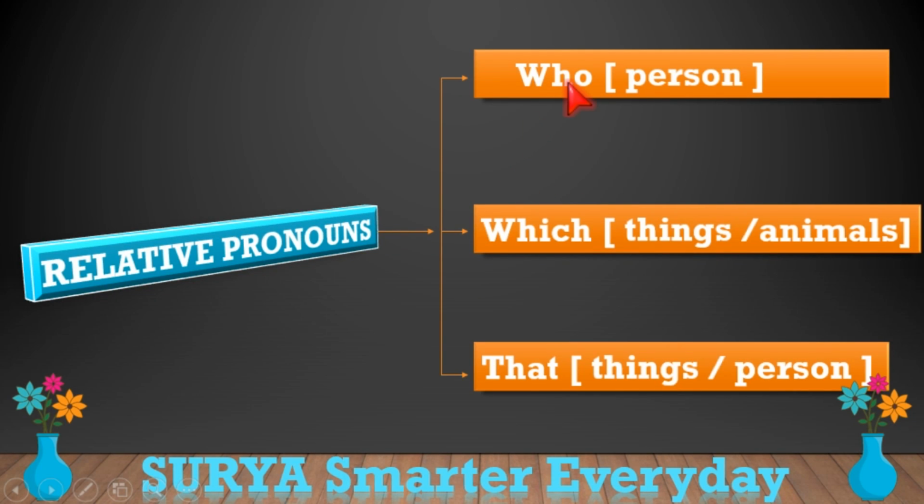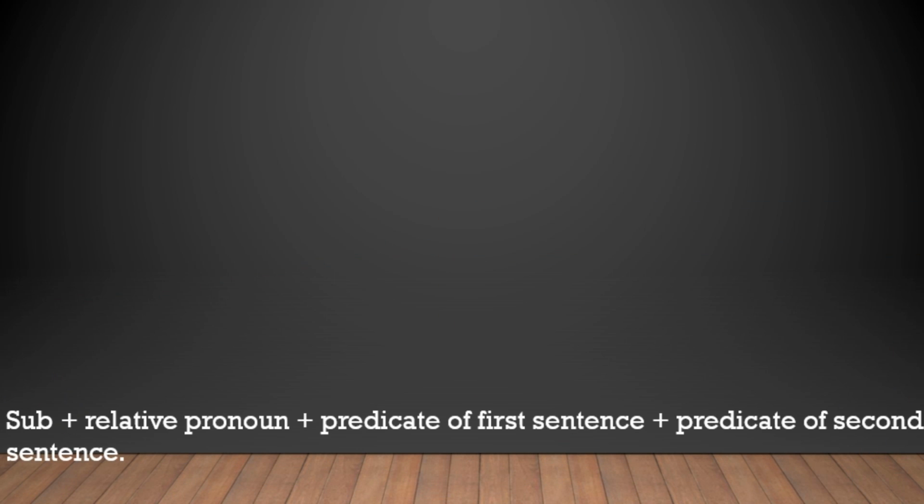Relative pronoun who refers to a person, which refers to things or animals, that refers to things or person. To understand easily, it is divided into two models. Model 1. You should carefully notice and learn it.